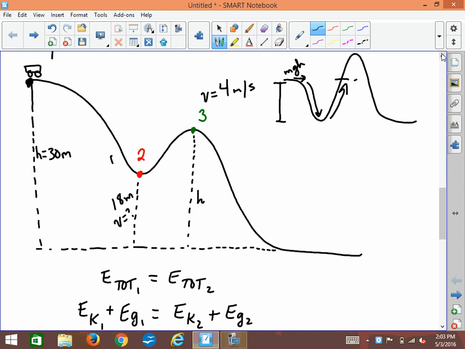Unless, of course, you put a jetpack on it and gave it extra energy, but then it's an open system and it's not closed anymore, right?